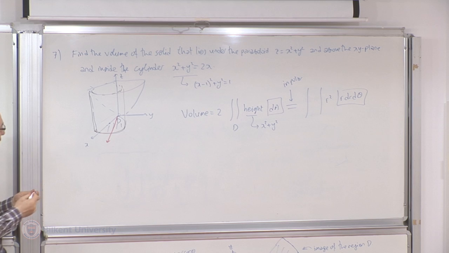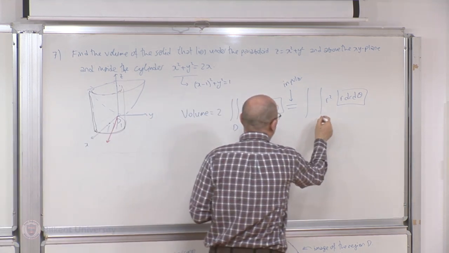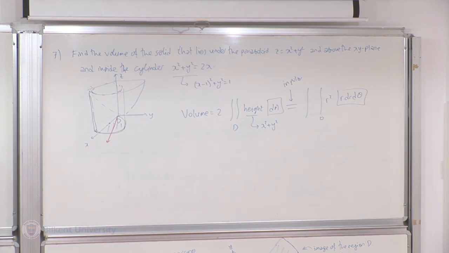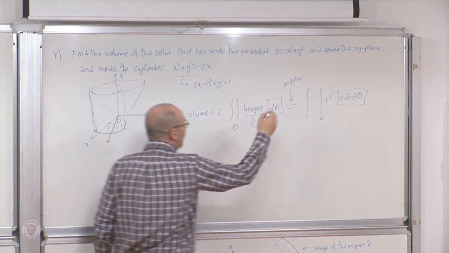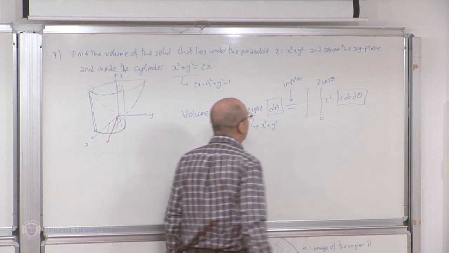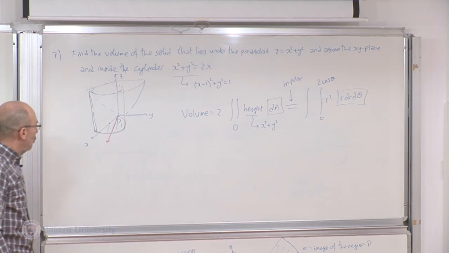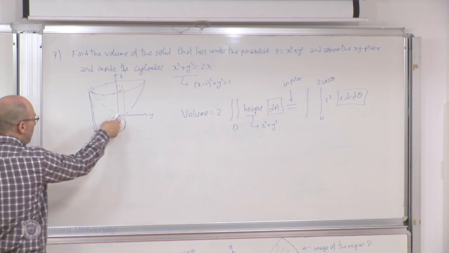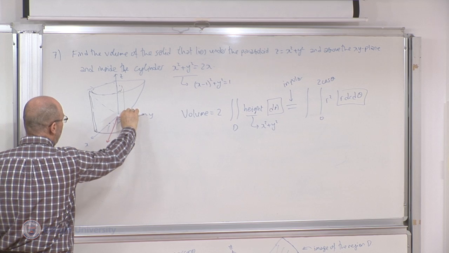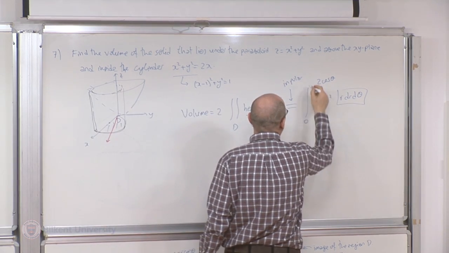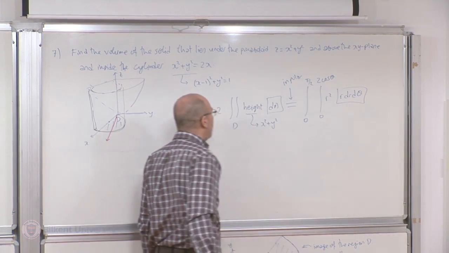A typical ray enters the region when r is equal to 0. And when does it leave the region? 2 cosine theta, just like the previous problem. 2 cosine theta. Okay. And this is true when theta is between 0 and pi over 2. This is theta is 0. It goes like here when this angle theta is pi over 2. From 0 to pi over 2.